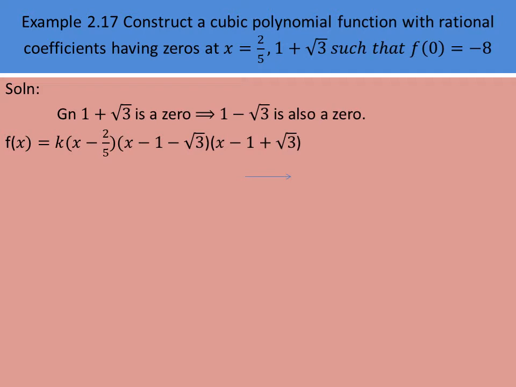f of x is equal to k into, first root is what, 2 by 5 we have here, isn't it? So you can write it as x minus 2 by 5. Then the next root is this, x minus of 1 plus root 3. So that minus, when you take it inside, like this you'll get. Then x minus of this value. So this will become minus, this will become plus. So f of x is equal to, I'm multiplying the last two terms, okay.